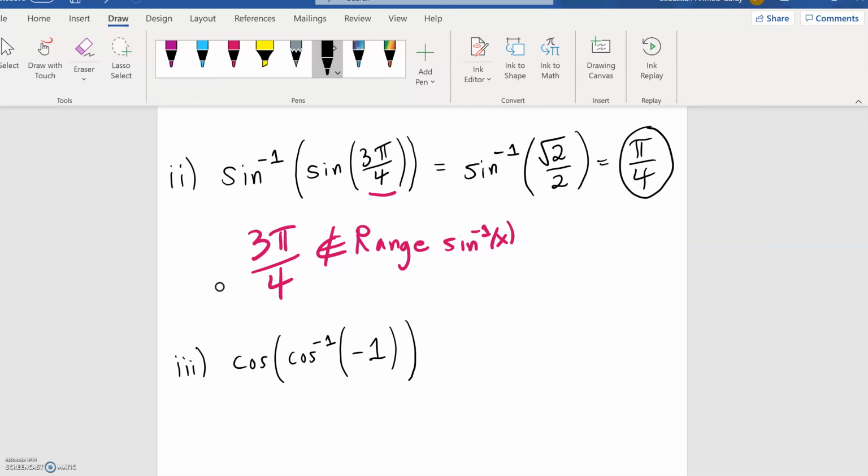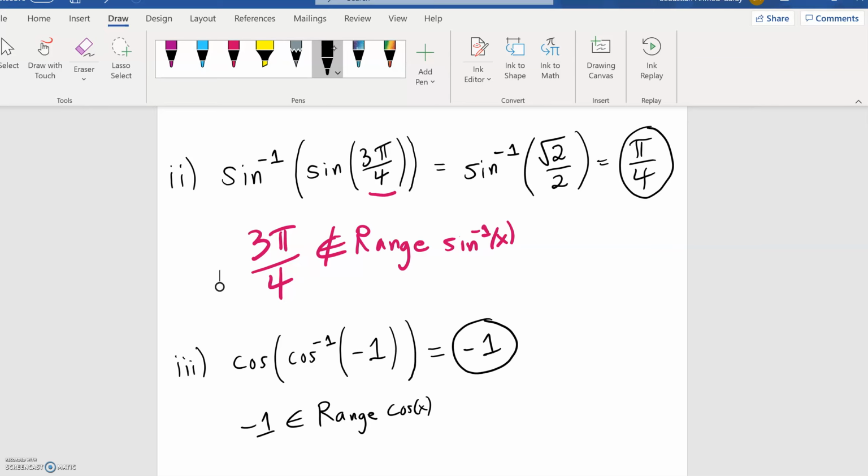Let's take a look at this last example. You have cosine of cosine inverse of -1. -1 is inside the range of the cosine function, right? So you can just say that this is equal to -1 using your inverse function property. Let me circle my answer here. My goodness, let me rewrite that one more time. Okay.